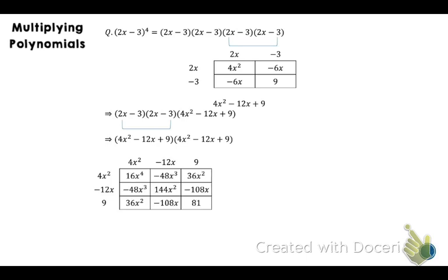So that's going to be 16x to the 4th, minus 48x cubed, 36x squared, minus 48x cubed, 144x squared, negative 108x, 36x squared, negative 108x, 81. If you don't know those numbers off the top of your head, it's okay. We have calculators for a reason, okay? Now we can pull that out, so you get 16x to the 4th, negative 96x cubed, 216x squared, minus 216x plus 81. Kind of ugly, it's alright though.